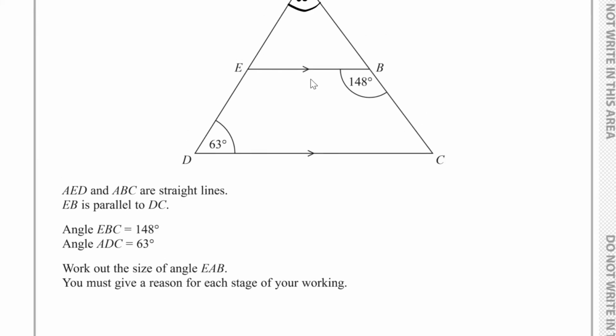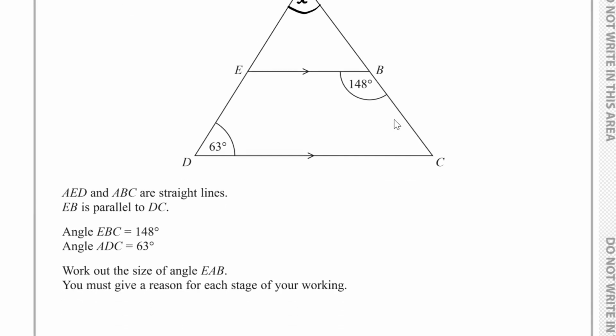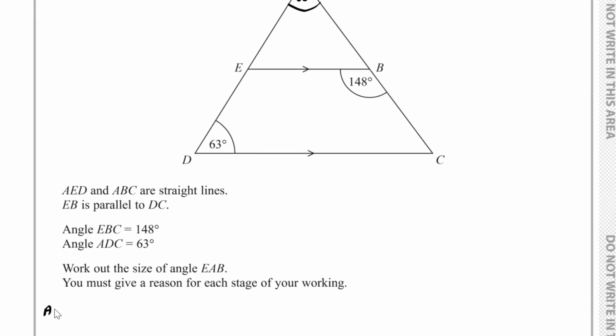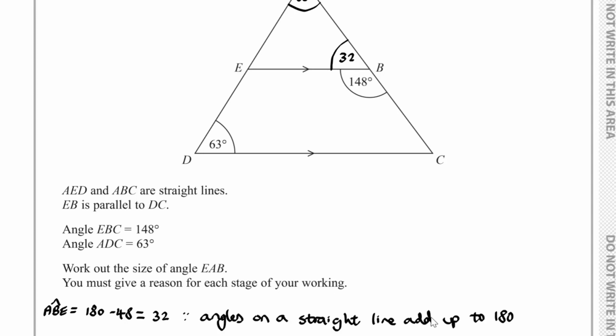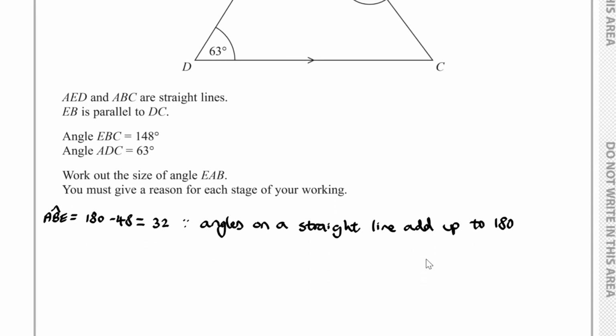Well, because angles on a straight line add up to 180, this angle here, the angle ABE, that's going to equal 180 take away 148, which is 32. So this angle here is 32 degrees. The reason for that: angles on a straight line add up to 180.